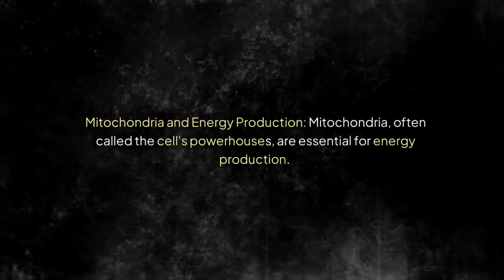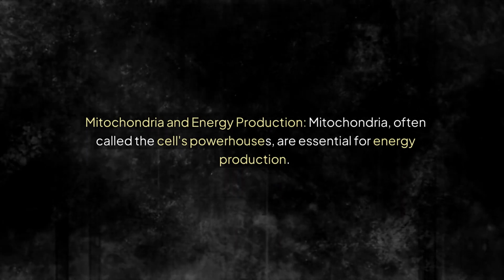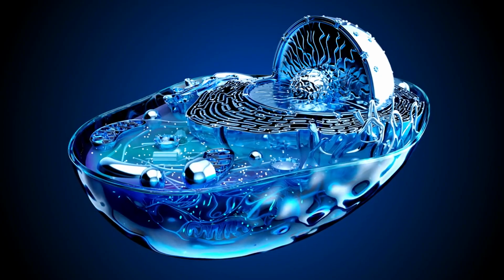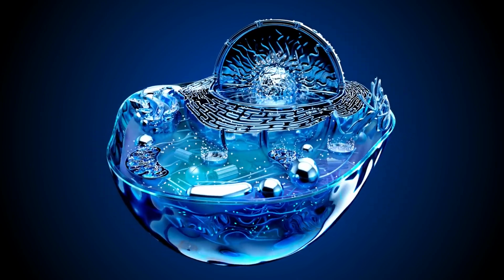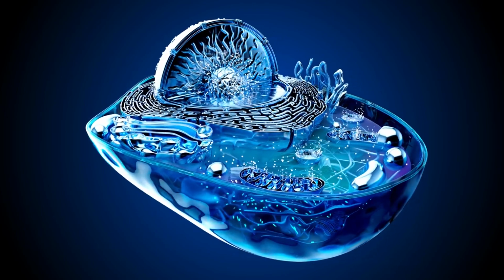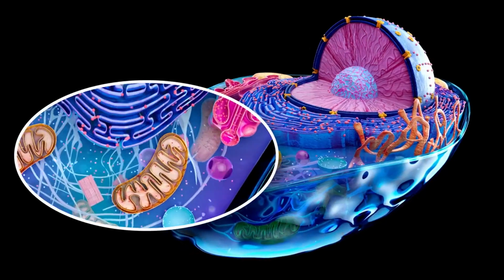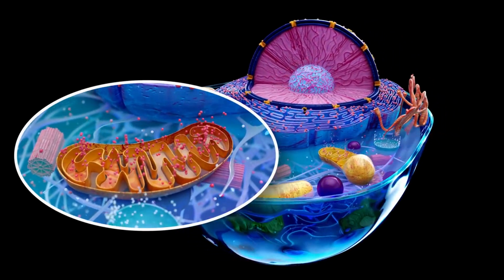Mitochondria and energy production. Mitochondria, often called the cell's powerhouses, are essential for energy production. In healthy cells, mitochondria generate energy through oxidative phosphorylation, which uses oxygen to convert nutrients into ATP, the cell's energy currency. This highly efficient process supports the cell's energy needs for various functions, including growth and repair.